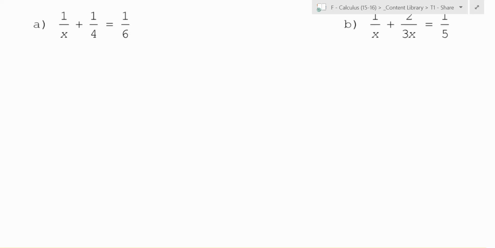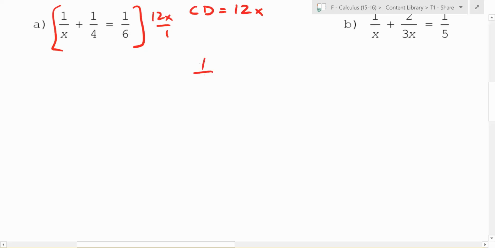Can someone give me a specific thing I can do first in order to attack that equation? Find a common denominator. Finding a common denominator would be a great thing to do. Could someone tell me what a common denominator could be on that one? There are infinitely many common denominators. What's one of them? 12x. Now, what are you going to do with 12x once you've found that common denominator? Exactly. You're going to take this entire equation and multiply by the common denominator. Now, is that common denominator 12x over 1, or is it 1 over 12x?